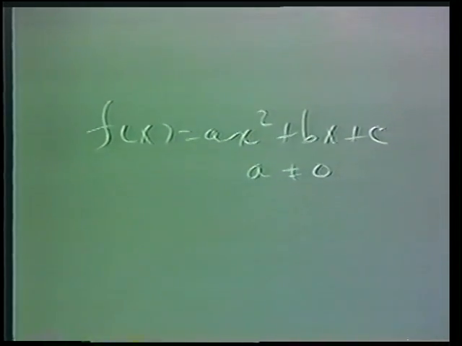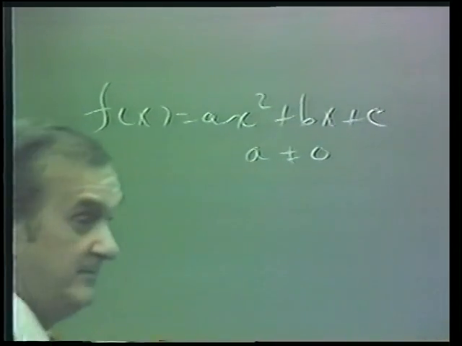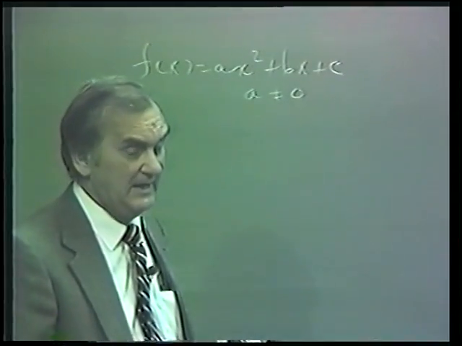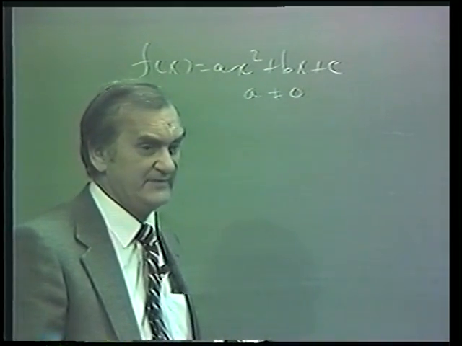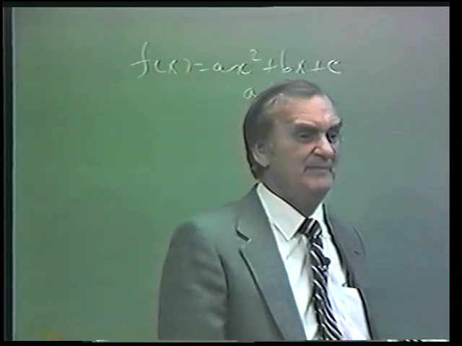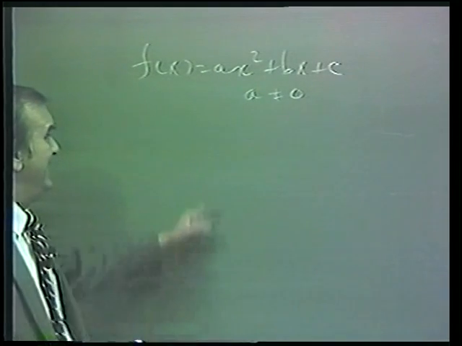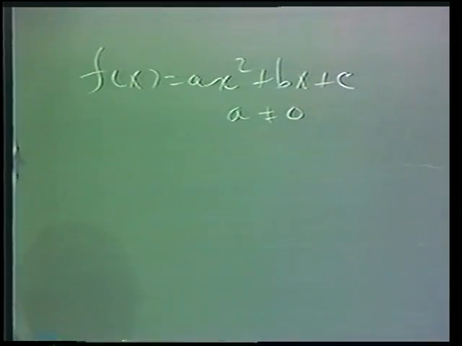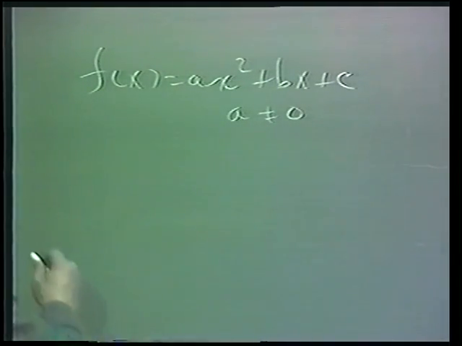And the parabola will be either inverted up and have a minimum point, or inverted down and have a maximum point. You can always tell which position the parabola will be in by the coefficient of x squared, the value of a. If a is positive, it's going to be opened up, have a minimum point. If a is negative, it's going to be opened down and have a maximum point. So let's take a look at an example.